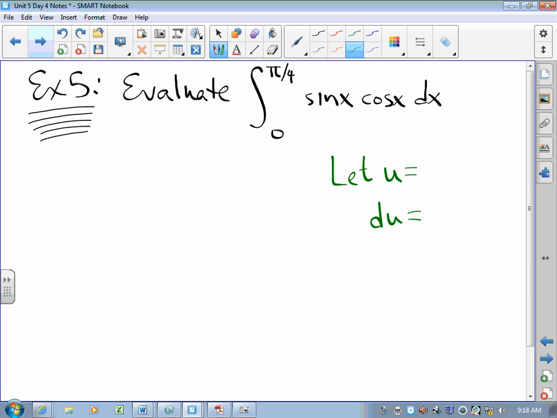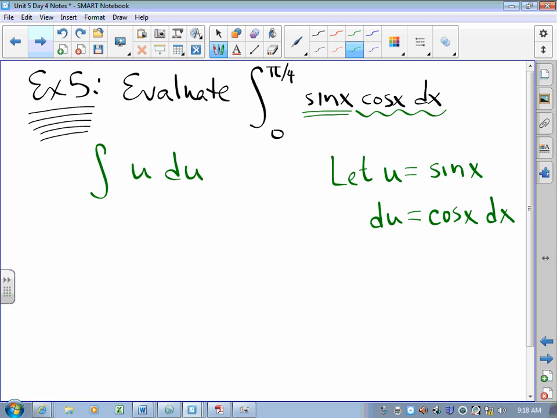I would like to do a u-substitution. And to do that, I pick something in the integrand whose derivative is also in the integrand. I'm going to pick sine x, and then du is cosine x dx. Really, du/dx is cosine x, and we multiply through. So this part is the u, and this part is the du. We do a complete change of variable. This is the integral of u du.